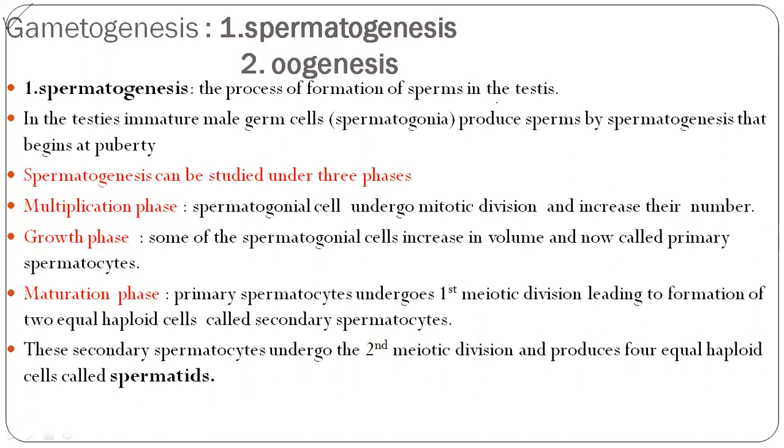Whereas the formation of the sperm is called spermatogenesis and the formation of ovum or the egg is called oogenesis. Now, what is spermatogenesis? The process of formation of sperms in the testis. Testis is a very important part of the male reproductive system.